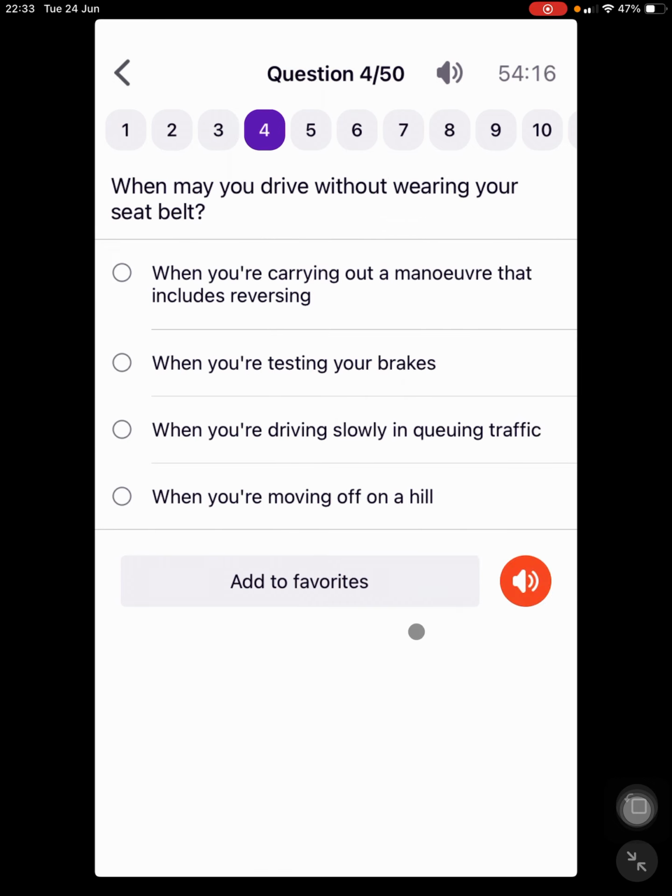When may you drive without wearing your seat belt? When you're carrying out a maneuver that includes reversing. When you're testing your brakes. When you're driving slowly in queuing traffic. When you're moving off on a hill.